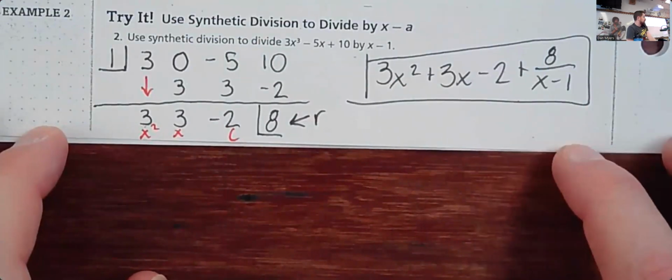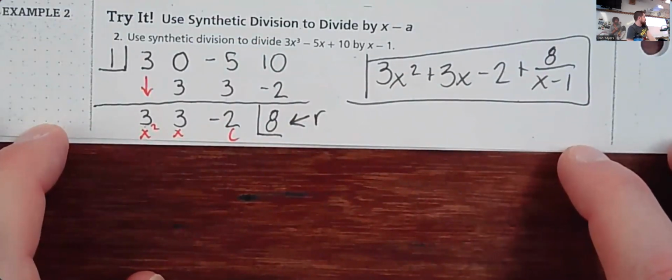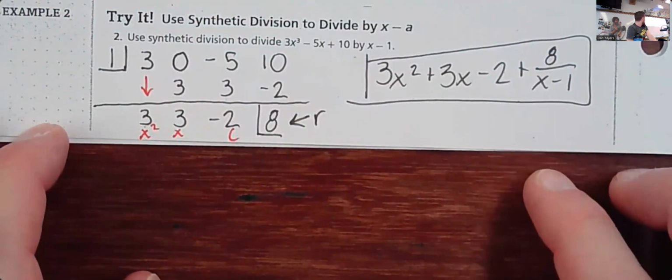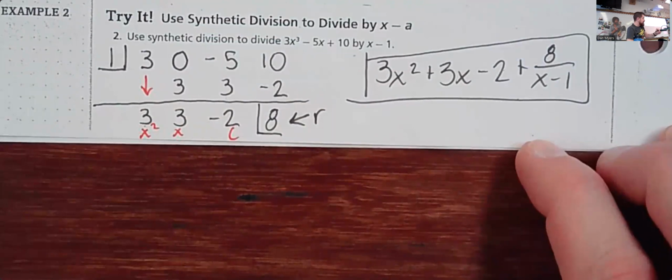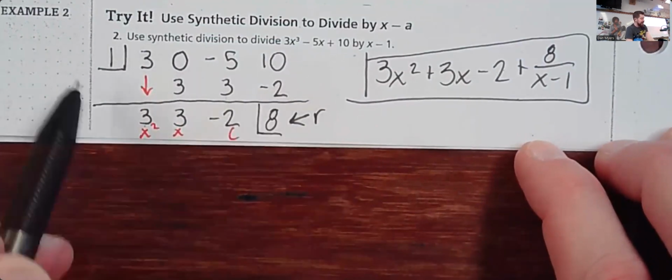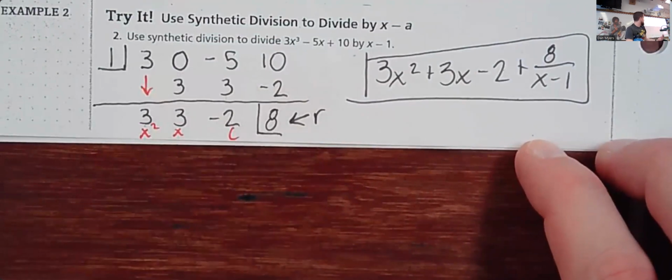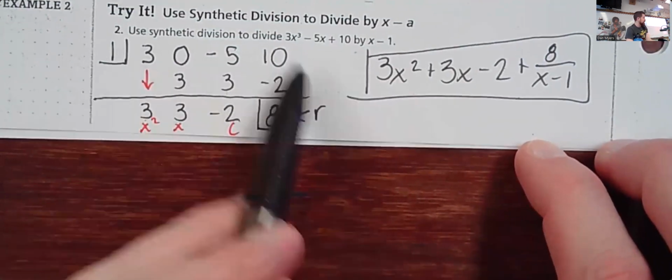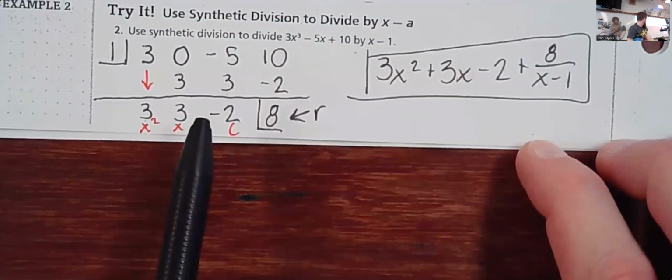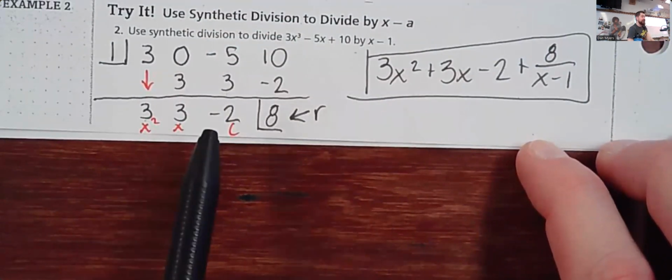It's the same answer we would have gotten had we used polynomial long division, like we did on the first page. But we don't have to worry about all that like lining up and subtracting. We can just get our coefficients written, the value of a, bring it down, multiply, add, multiply, add, multiply, add. Once you get used to synthetic division, this process is generally quicker than polynomial long division. However, you have to remember you can only use this if you divide by a linear binomial that has a coefficient of 1.